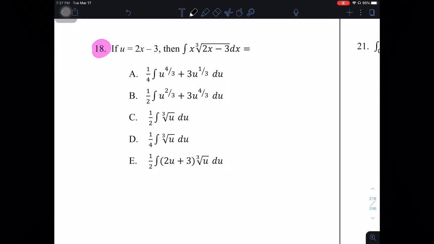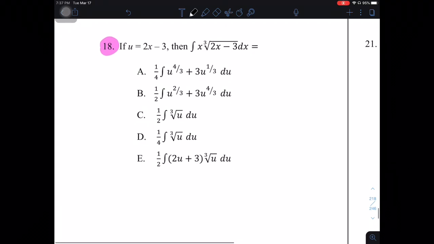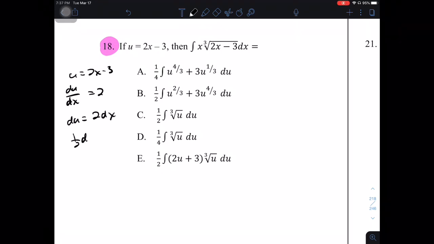See, 18 is the last one. This one, they're kind of giving you a head start because they're telling you what to set u equal to. So let's do that. Let's set u equal to 2x minus 3. It's going to make du over dx equal to 2. It's going to make du 2 dx, and it's going to make dx 1/2 du. Let's throw that in right now and see what happens.